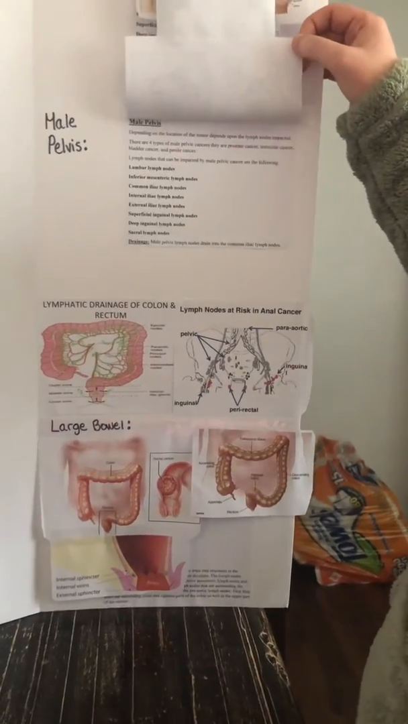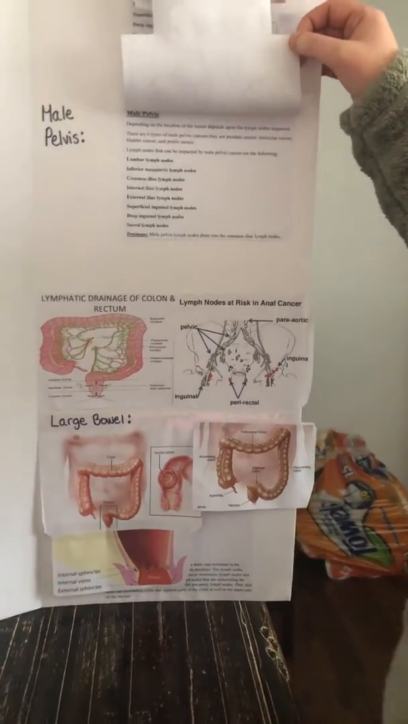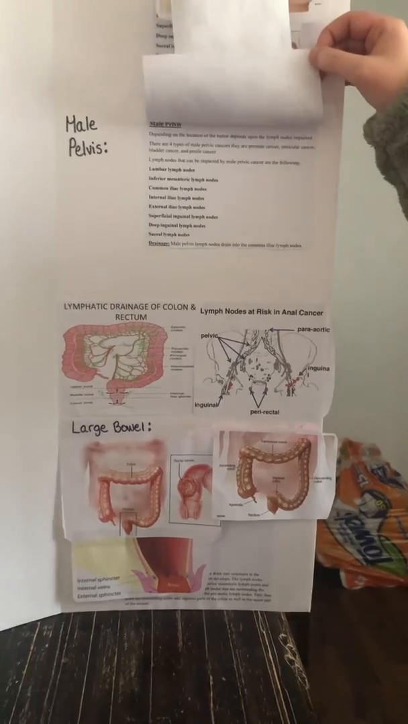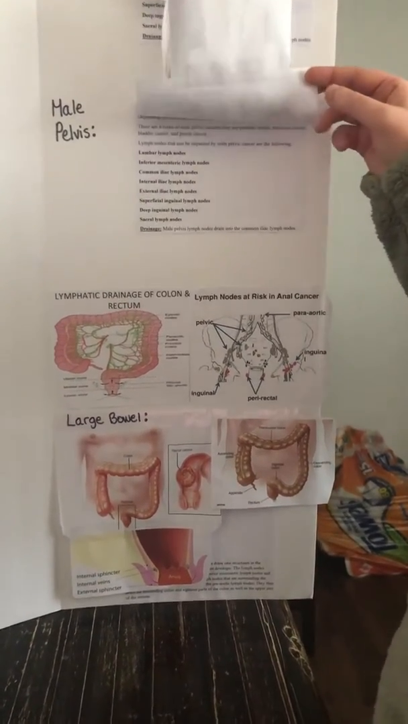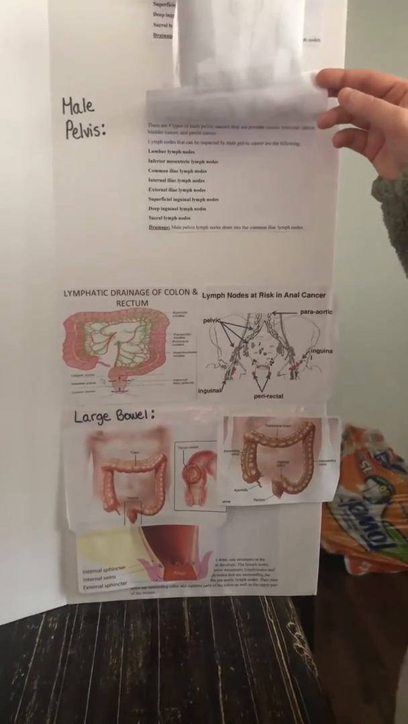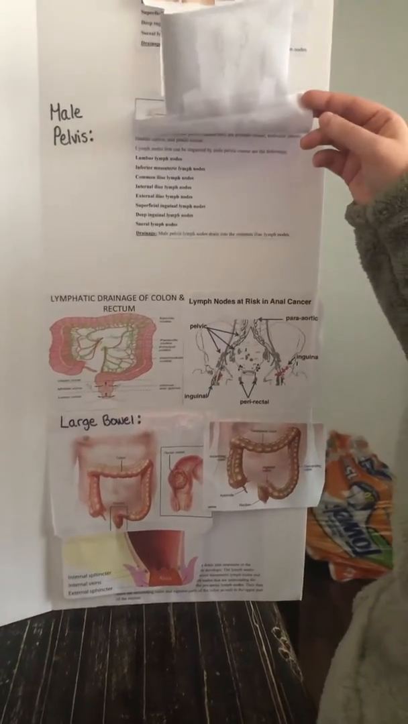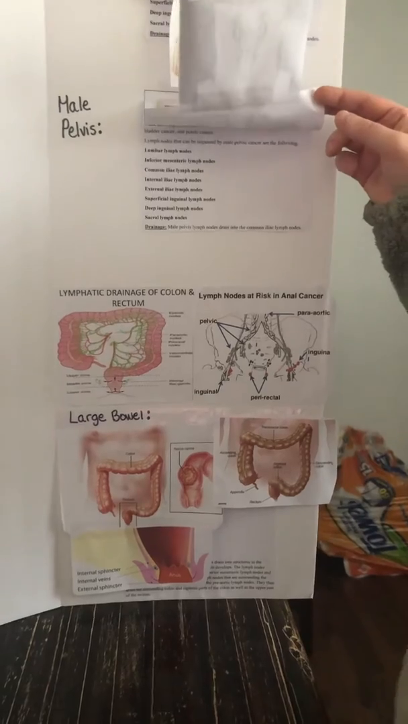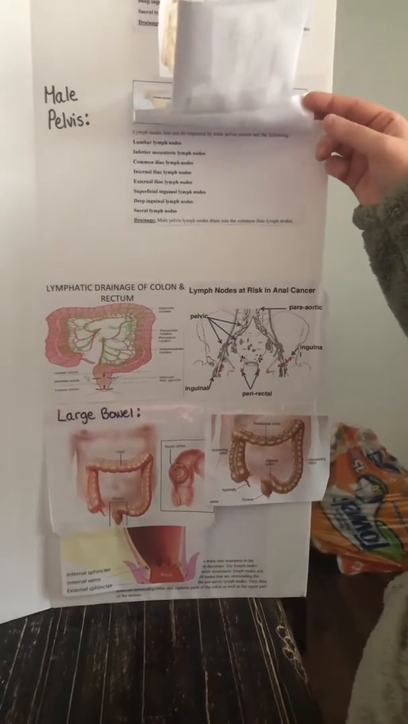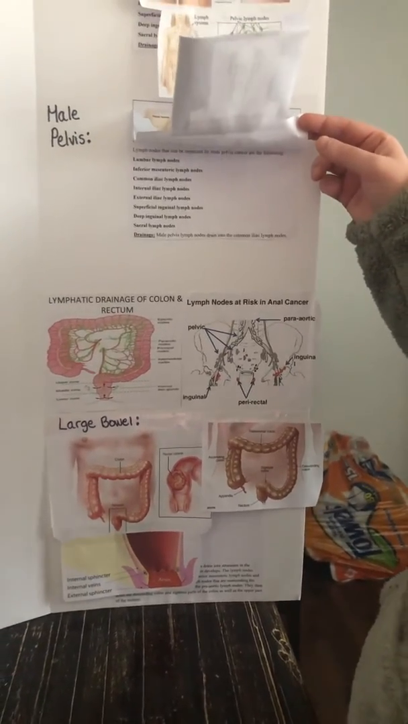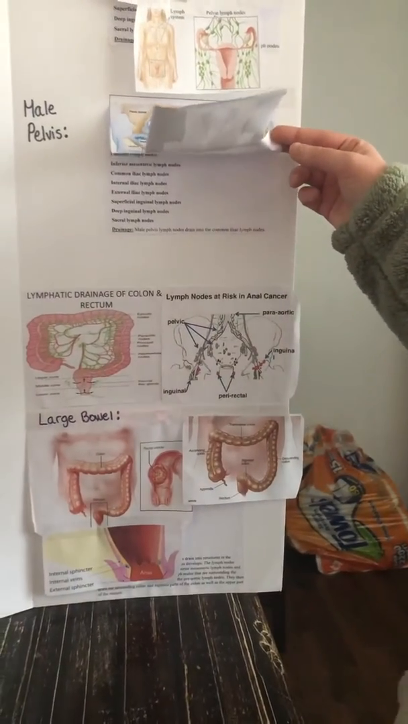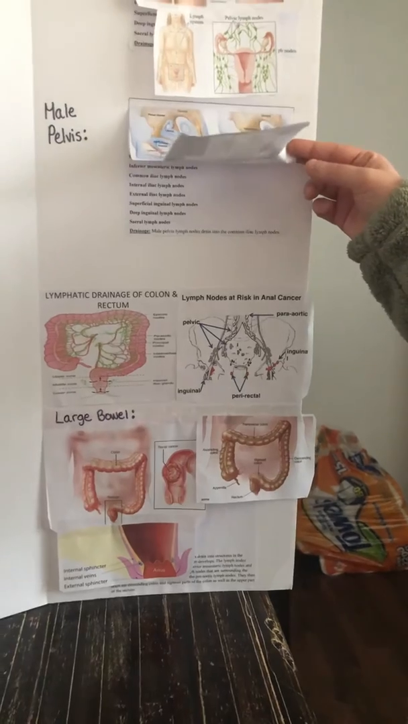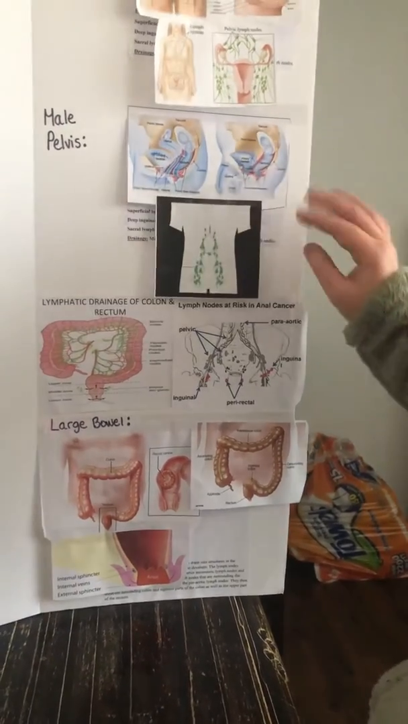So lymph nodes that can be impacted by male pelvic cancer are the following: lumbar lymph nodes, inferior mesenteric lymph nodes, common iliac lymph nodes, internal iliac lymph nodes, external iliac lymph nodes, superficial inguinal lymph nodes, deep inguinal lymph nodes, sacral lymph nodes. Drainage: it's the same as the female. Male pelvis lymph nodes drain into the common iliac lymph nodes.